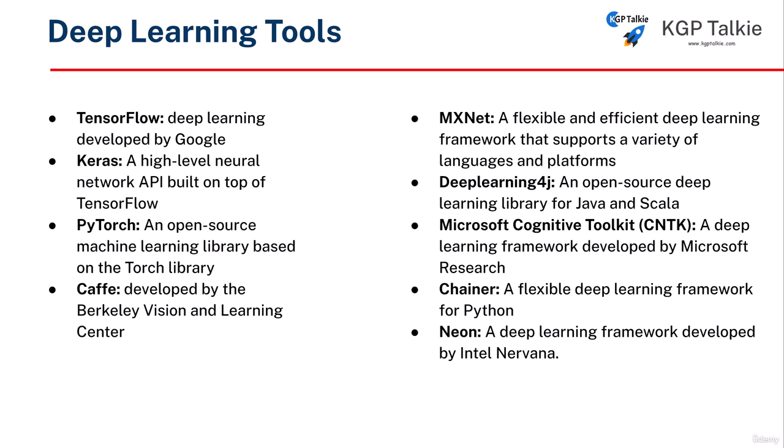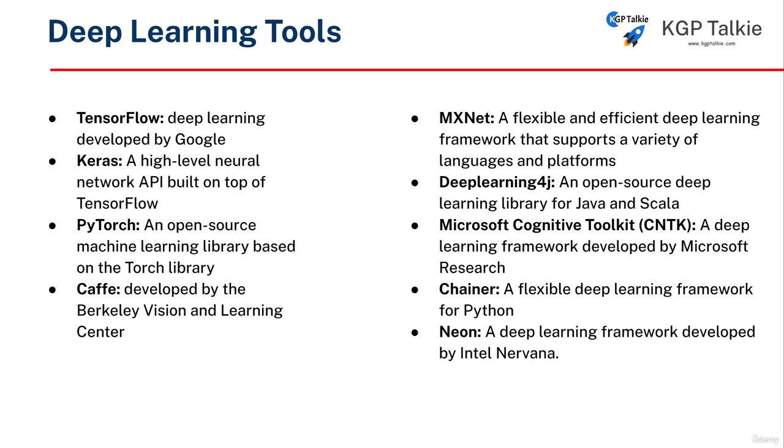The other tools are there, Caffe. Again, this is not very famous. Then we have MXNet. This is also a flexible and efficient deep learning framework which supports a variety of languages and platforms. Again, this is not very famous. We have another one, an open source deep learning library for Java and Scala. These are used for the browser. But nowadays TensorFlow has also come up with browser machine learning models. So again, people mostly use TensorFlow and PyTorch there.